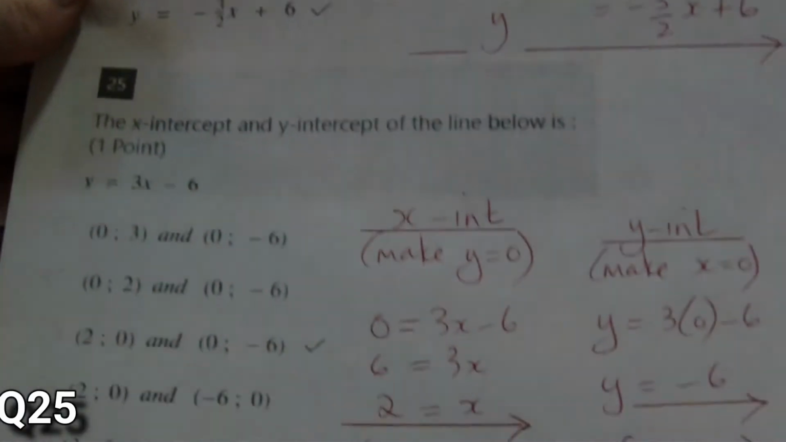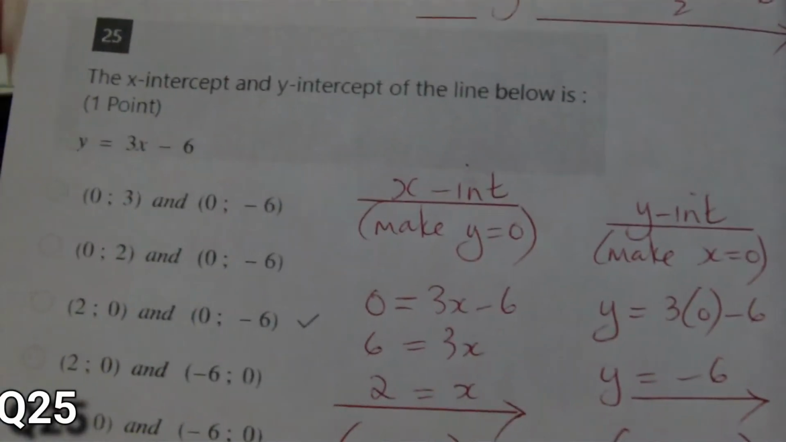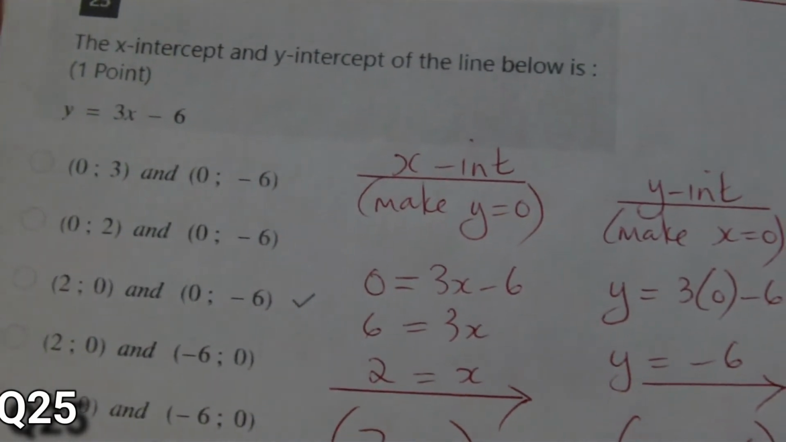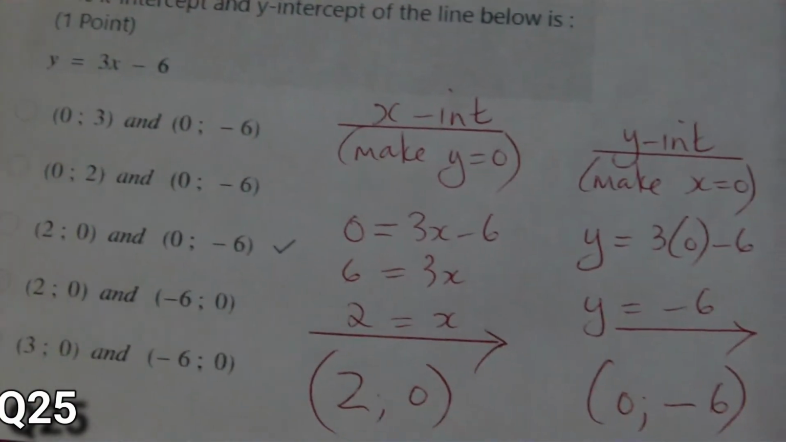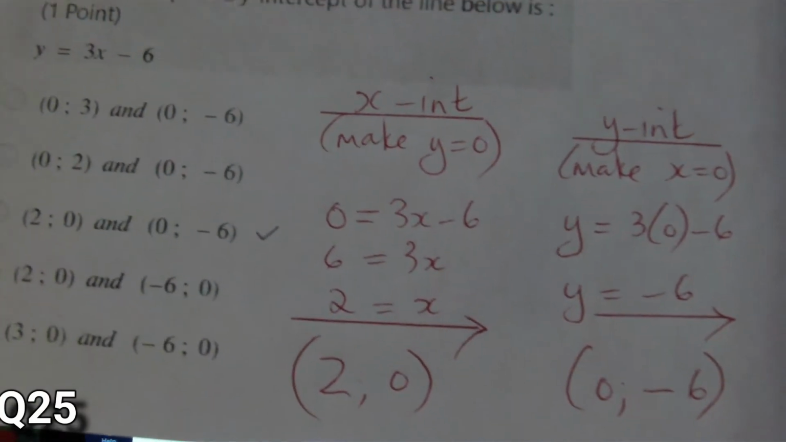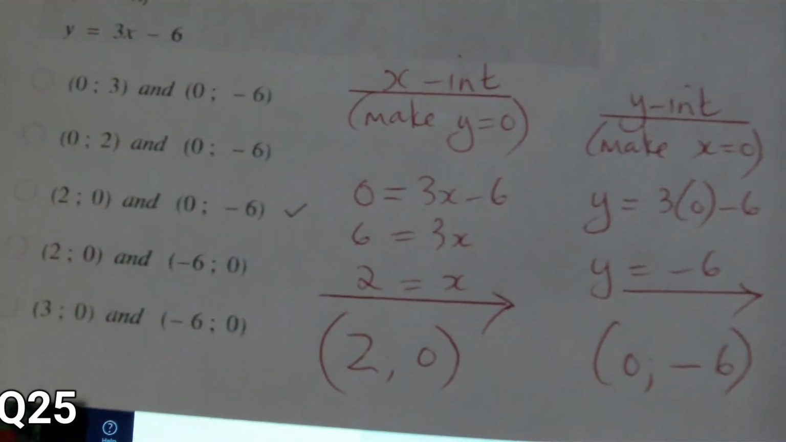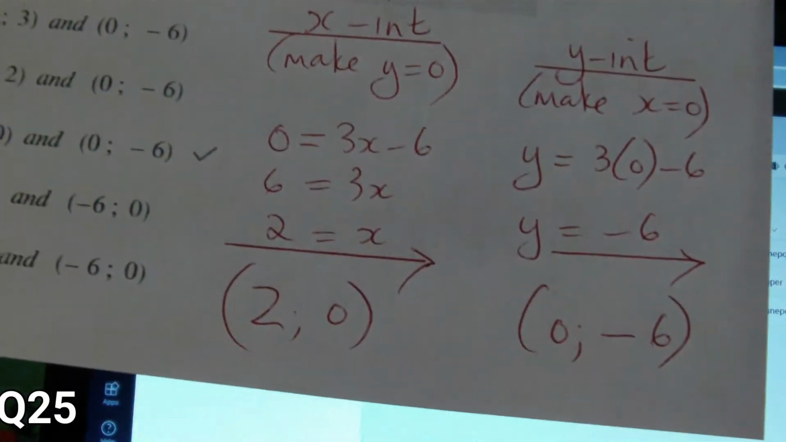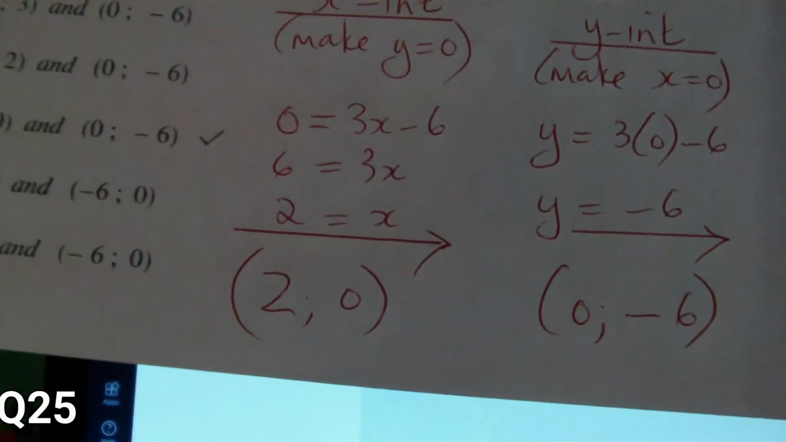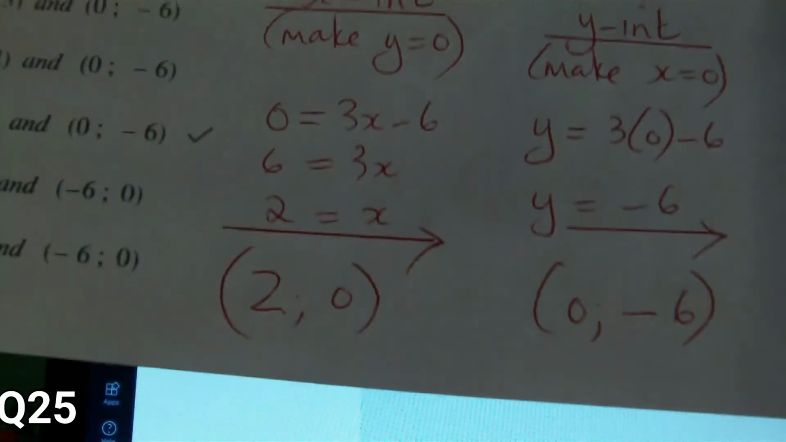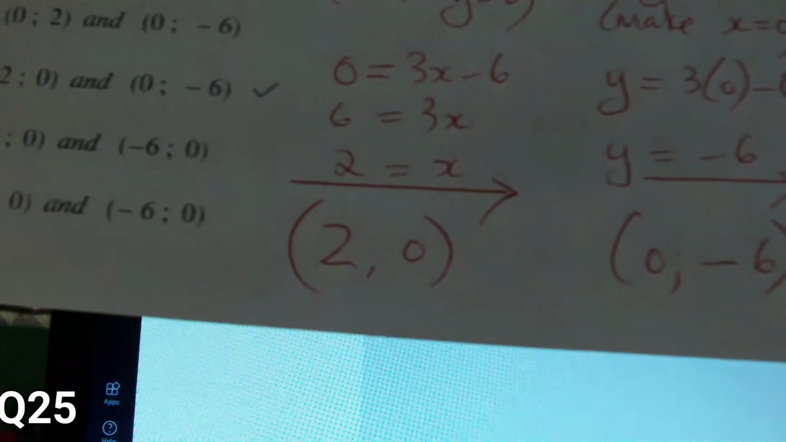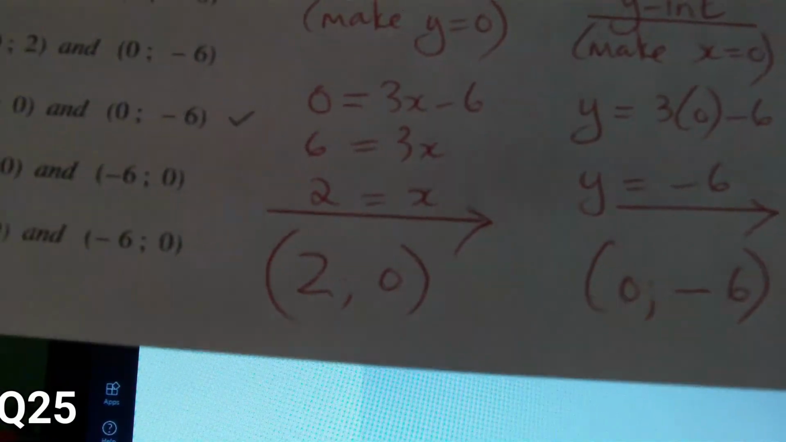Right, number 25. Here they are asking for the x and y intercept of the line below. Okay, well, basically that's your dual intercept method. So to find an x-intercept, you make y naught. So there I made y naught, solved the equation, and I got x is 2. So there's your x-intercept. It cuts the x at 2. Its coordinate is (2, 0).